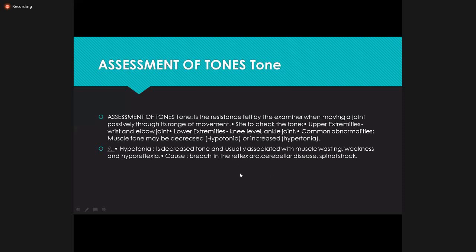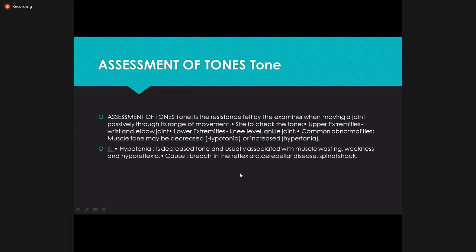Now you will check for the tone. Tone means you move the muscles around the joint. For example, at the wrist joint you will do circumduction, which means you rotate in all directions. At the elbow joint, you will do flexion and extension. At the shoulder joint, you will do adduction, abduction, and again circumduction. Assessment of tone can be done properly once you start examining patients. If you examine 5 to 10 patients, then you will be able to assess if the tone is increased or reduced. Now, in the lower limb, at the ankle joint you will do plantar flexion, dorsiflexion and circumduction.